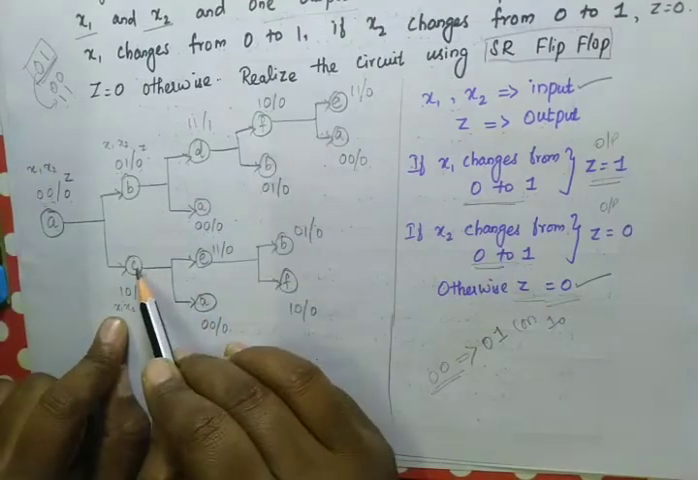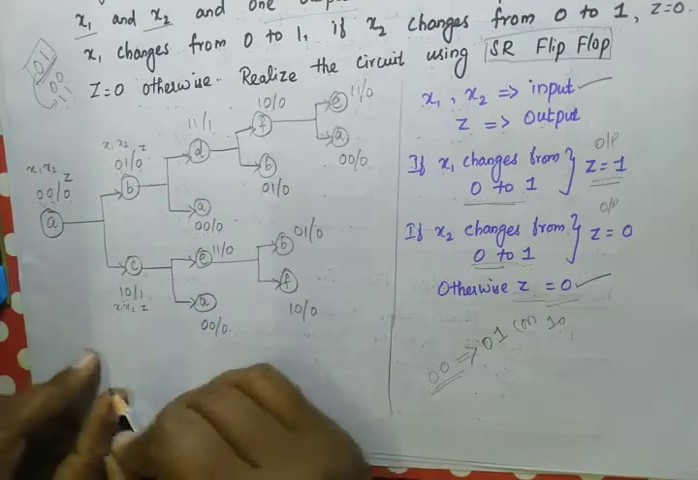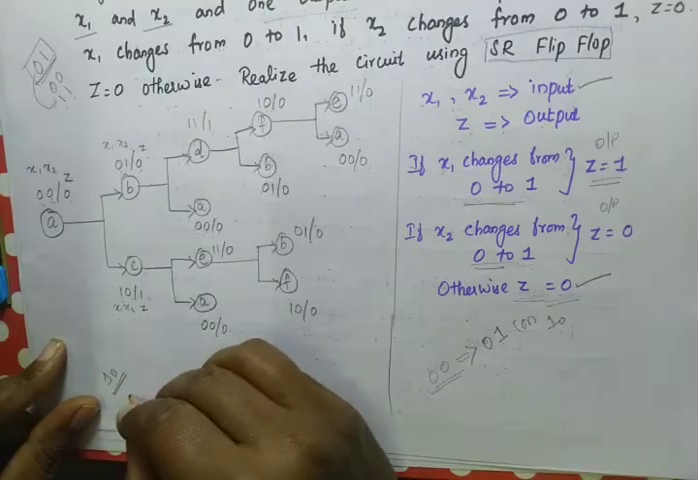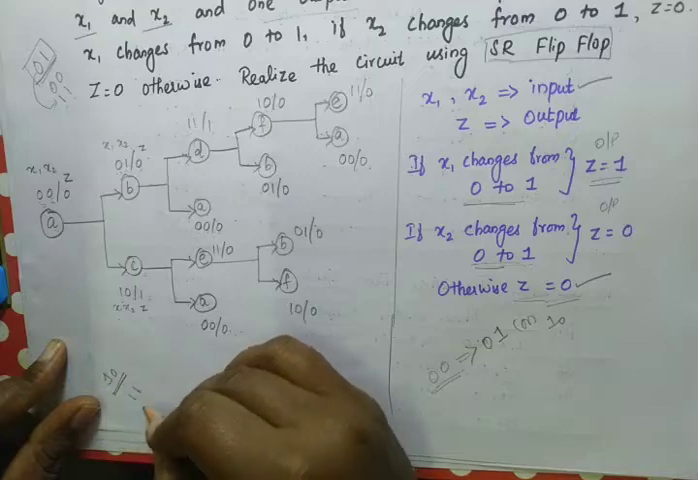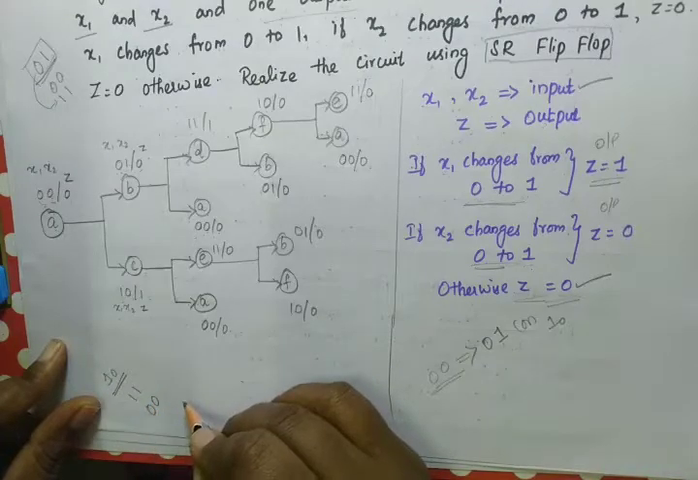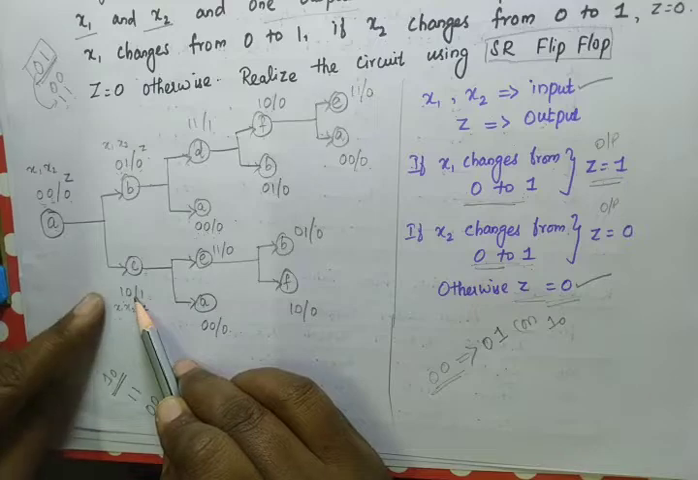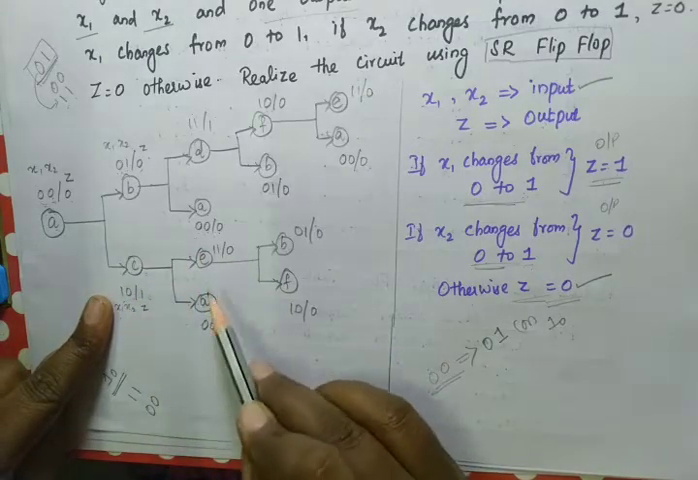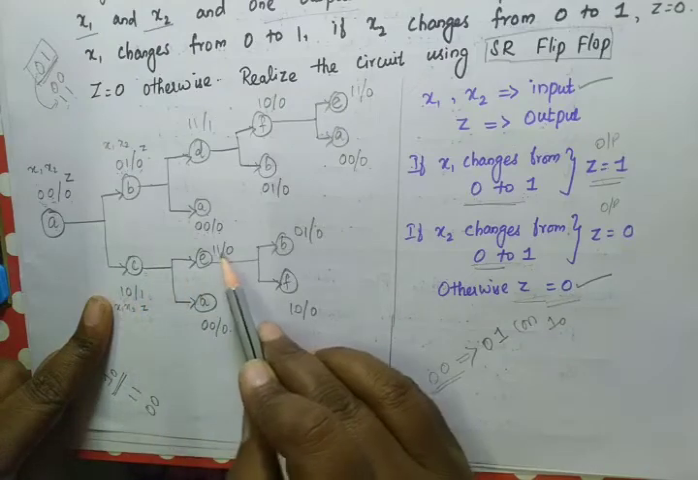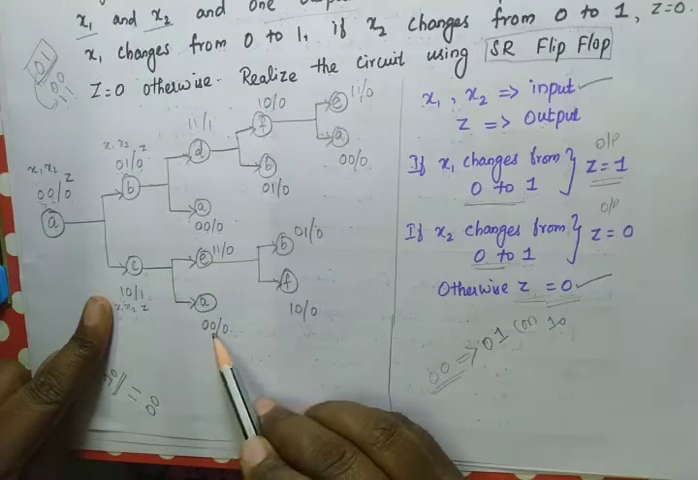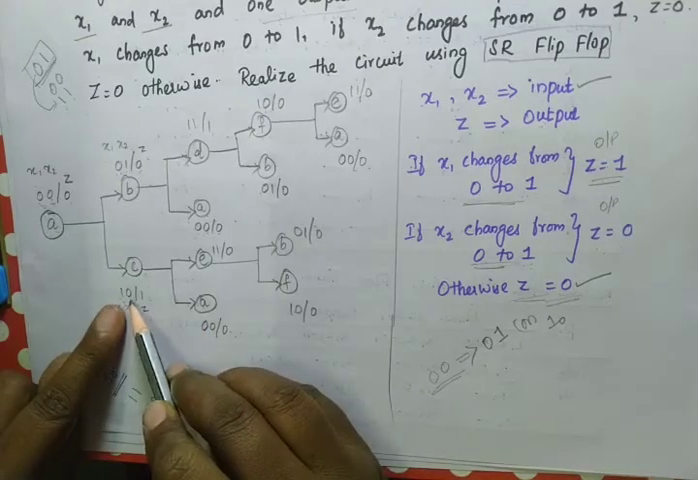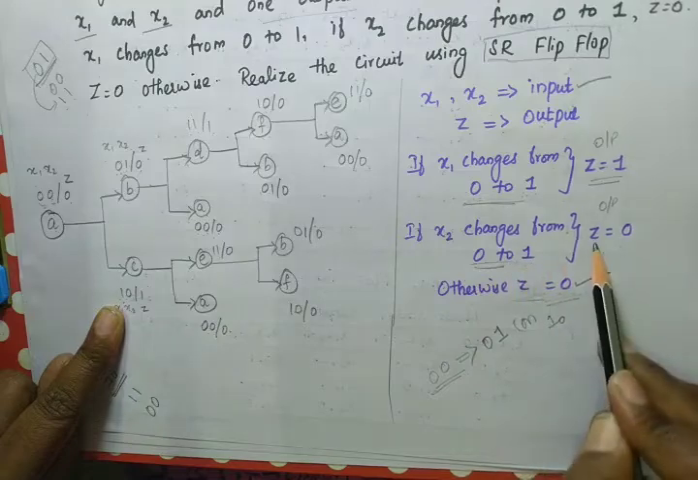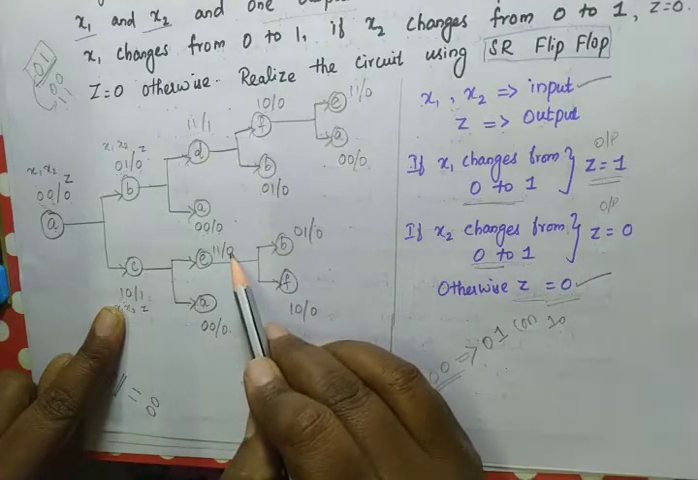Now here we have C as 1, 0. If we have only one bit change, either this will be changed as 1, 1 or this will be changed as 0, 0. So this 1, 0 either we will get as 1, 1 or we will get as 0, 0. Now listen here, x2 changes from 0 to 1. If x2 changes from 0 to 1, z will be equal to 0.